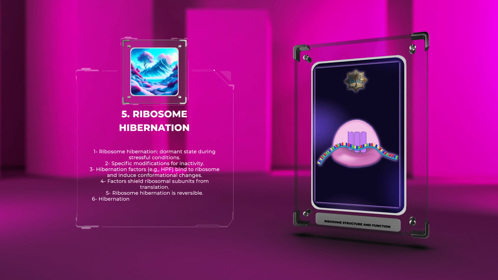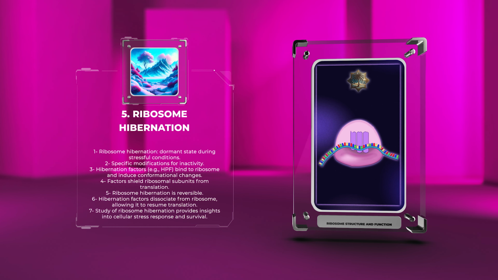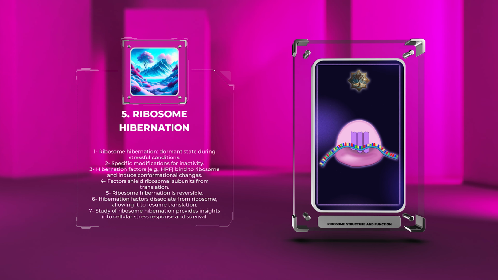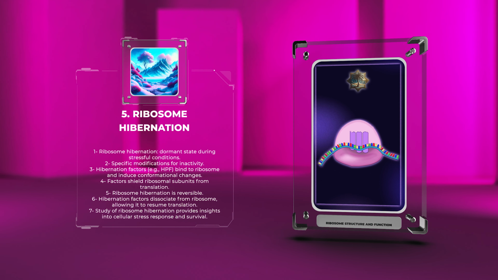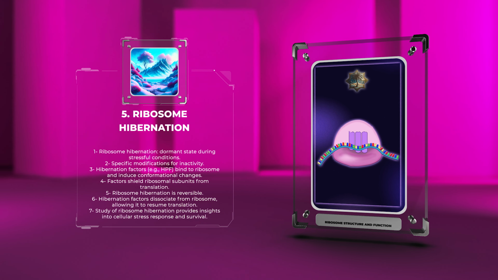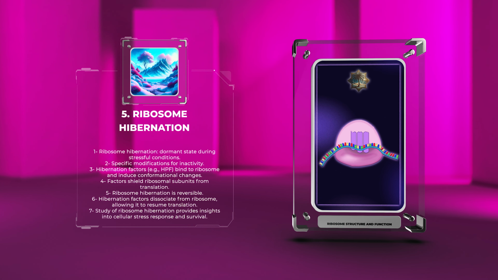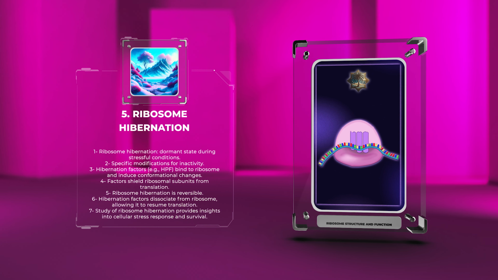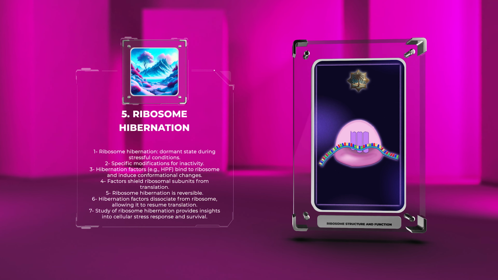Ribosome hibernation is a process by which ribosomes enter a dormant state to cope with stressful conditions, such as nutrient deprivation or environmental changes. During hibernation, ribosomes undergo specific modifications to allow them to remain inactive until favorable conditions are restored. One of the key modifications involved in ribosome hibernation is the binding of specific hibernation factors, such as HPF, hibernation promoting factor, onto the ribosome. These factors induce conformational changes in ribosomal proteins, shielding the ribosomal subunits and preventing them from engaging in translation.